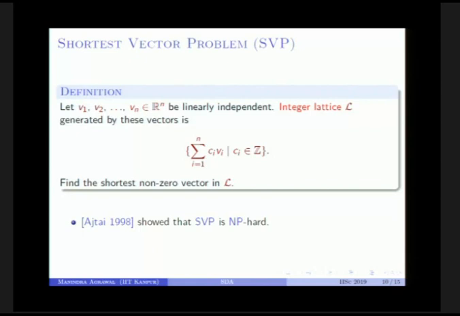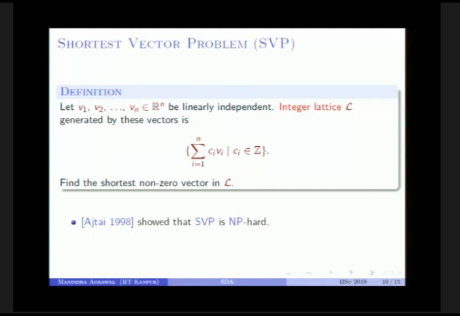So it's a subspace of R^n, and it's a discrete subspace because only integer linear combinations are taken. Now, given such a lattice, the problem is to find the shortest non-zero vector of this lattice. It is a discrete subspace, so there exists a clearly defined notion of the shortest non-zero vector. Find it.